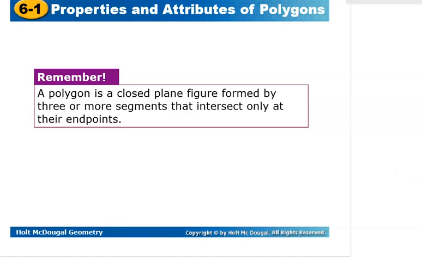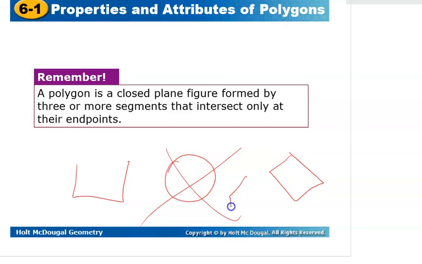Okay, so any polygon needs to be a closed figure. So if you had something like this, like an open box, that is not a polygon because it's open. If you had like this, that's also not a polygon. This is a circle. It's not a polygon because it is curved. You don't want any curves, you just want straight segments. So that's not a polygon. This would be a polygon. This could be a polygon. That could be a polygon. Just make sure that they're enclosed and they don't have any curves.